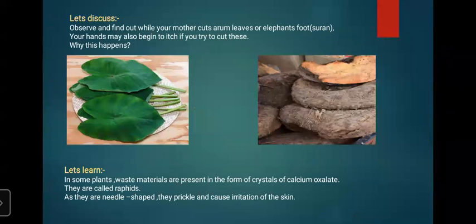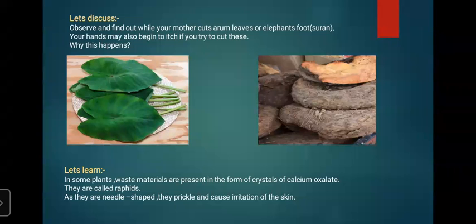Now, we need to discuss some interesting parts. You need to observe while your mother cuts arum leaves or elephant's food, that is suran. When you go to the market, you can see these two types of things: first is arum leaves and second is suran, elephant food. Why do your hands begin to itch if you try to cut this? Why does this happen? Because waste materials are present in the form of crystals of calcium oxalate, and they are called raphids. As they are needle shaped, they prickle and cause irritation of the skin.